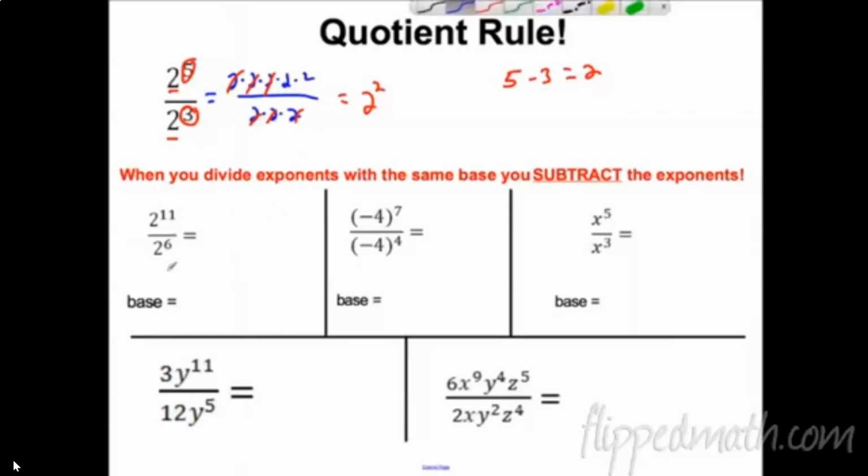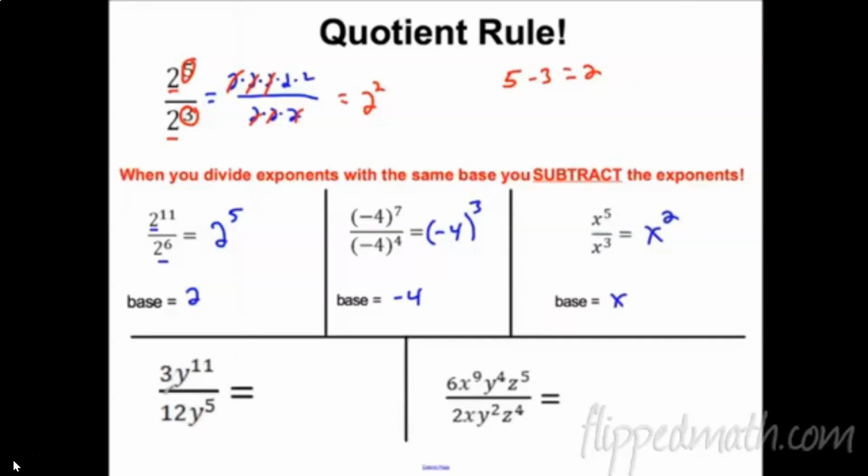So when I'm doing this, what is the base? Is it the same? Sure, the base is 2, so I'm good to go. 2 to the 11th divided by this, subtract them. 11 minus 6 is 5. Same base, my base is negative 4. That means I'm good to go. This is going to be negative 4 to the what power? 7 minus 4 is 3. And again, they both have a base of x, so I'm allowed to do this. They're going to cancel each other out. I'm going to be left with x squared. 5 minus 3 is x squared.